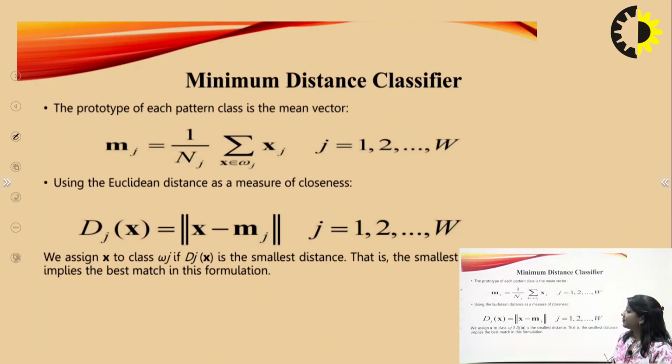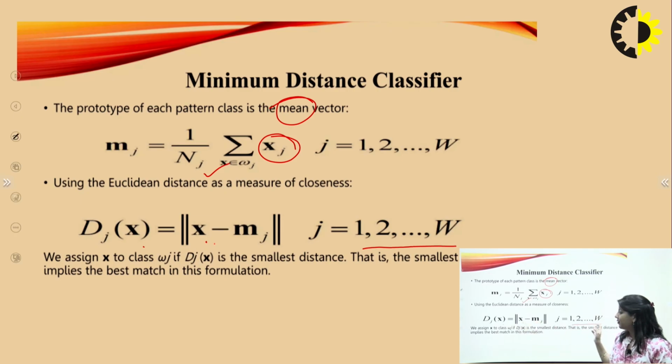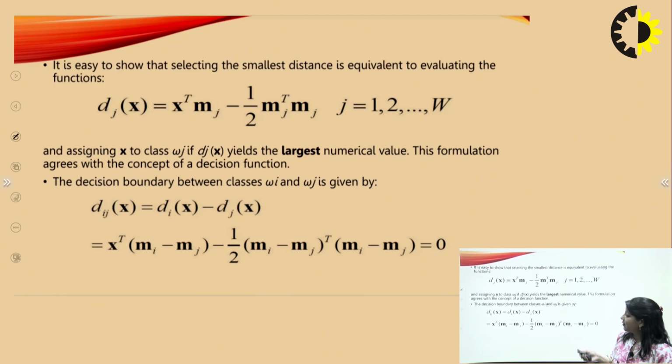So minimum distance classifier, we all know we have to just take the mean. This is called the mean vector. We can find out the mean, sum of all the points divided by number of points. Then we have the Euclidean distance, means we subtract this mean from the points and find the value. The point will belong to that class which has the smallest distance to that point. So this is one method.